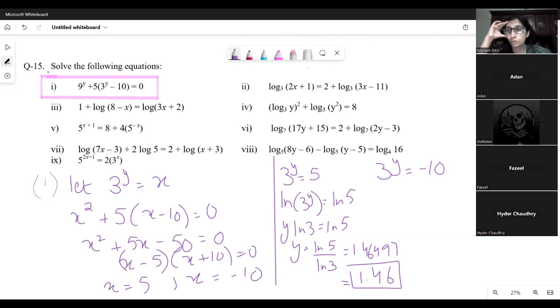Okay. Now we're going to do the second part directly. We won't be taking log on both sides. We'll directly be sending 3 in the base to the other side. So back to you, Adan. How does 3 go to the other side directly?